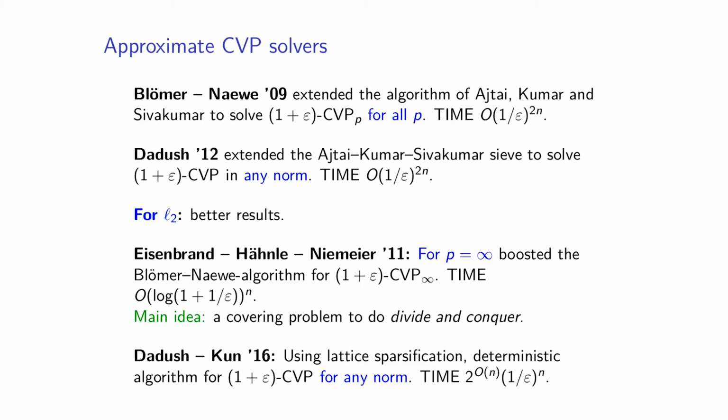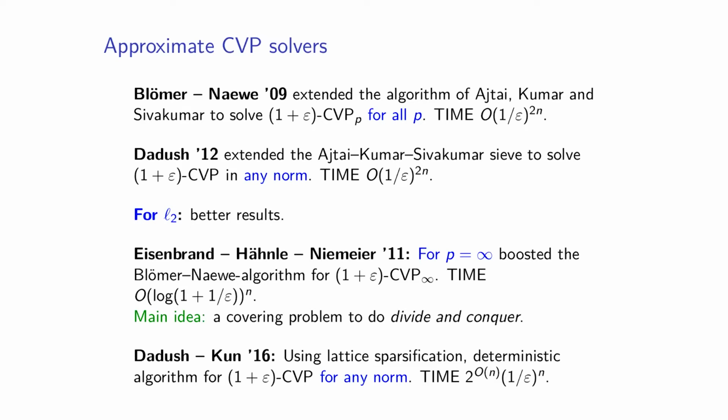The main idea of their algorithm was to first take the unit ball of the norm, which is the cube, and divide it or chop it up into smaller sets. Not necessarily cubes, but smaller rectangular shapes, and run the Blömer-Naewe algorithm for those smaller sets, but with a bigger error. I will discuss it in more detail later.